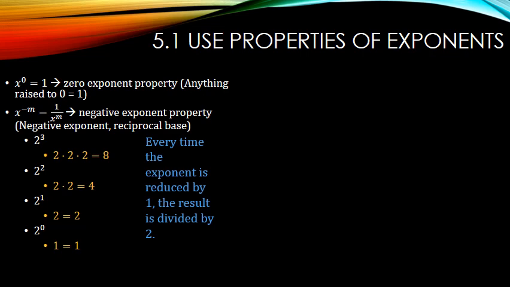And then if we reduce the exponent again, we'll have 2 to the negative 1. But the result will be what we had before divided by 2, so that'll be 1 over 2. 2 to the negative 2 would be 1 over 2 squared, or 1 over 4. And 2 to the negative 3 would be 1 over 2 cubed, which is 1 over 8.